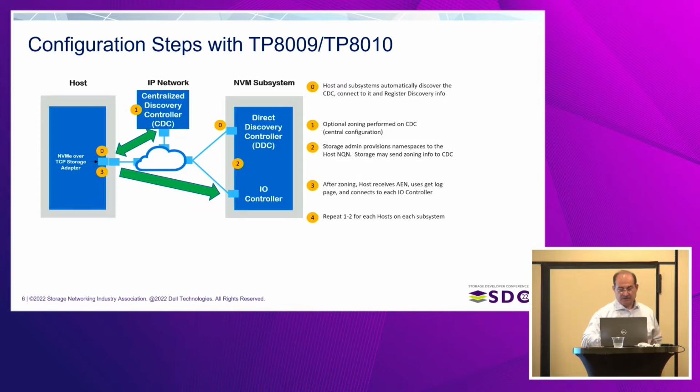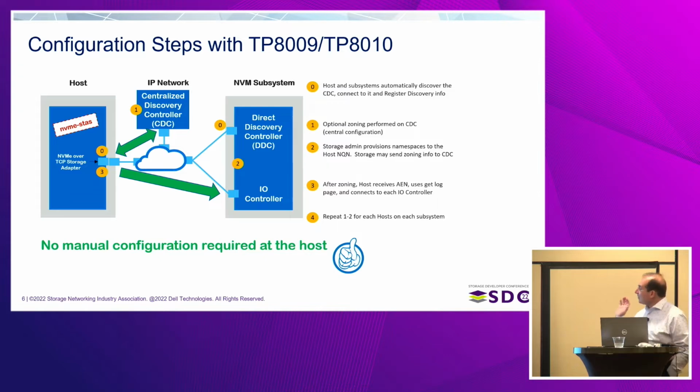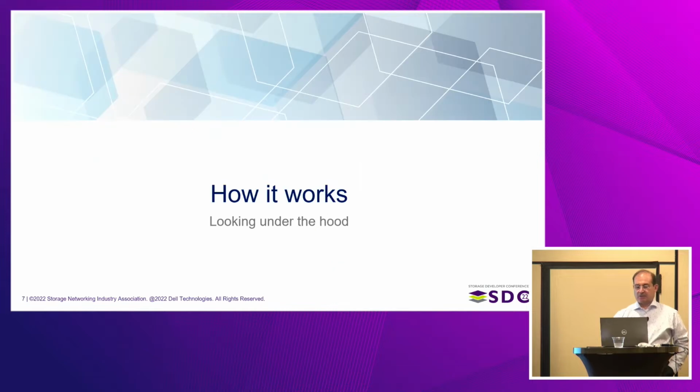So what is happening here is that this is now an automated configuration. There is no manual configuration that is required of the host. nvme-stas is basically this open source software that implements this new protocol, 8009, 8000. So how does it work?